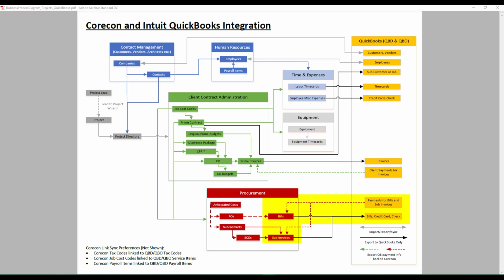After bills and sub-invoices are imported into QuickBooks Online, and once payments are subsequently made against those records or transactions, QuickBooks will allow information to export back to Corecon regarding payments made to vendors and subcontractors. Again, basic information including the most recent transaction date and any cumulative payments made after that transaction was exported to QuickBooks Online. Notice that purchase orders and subcontracts themselves do not export to QuickBooks Online. Only the bills and sub-invoices will export.